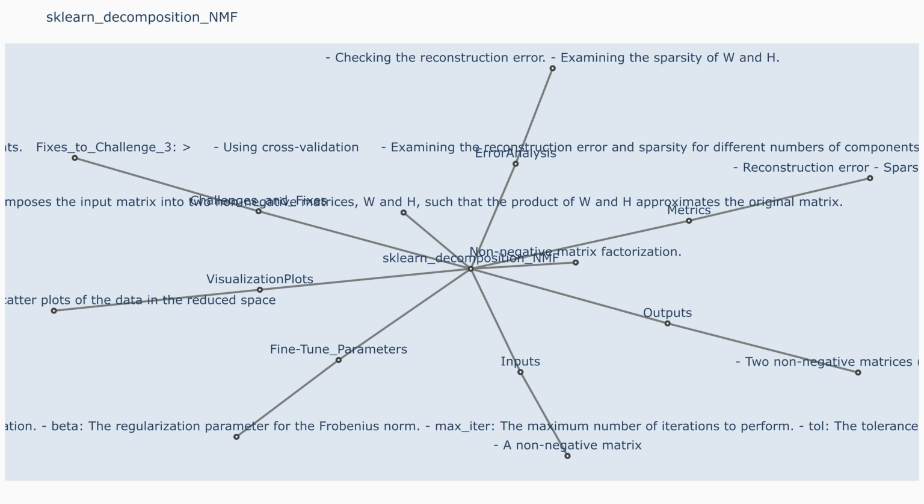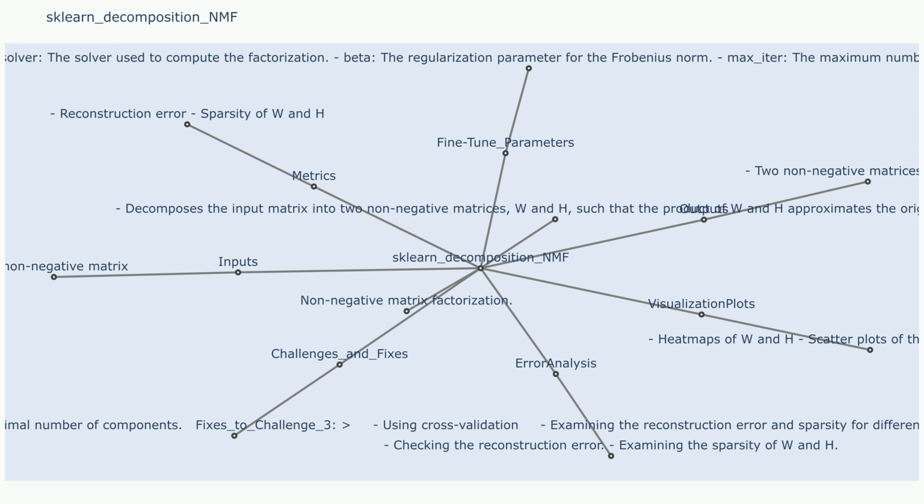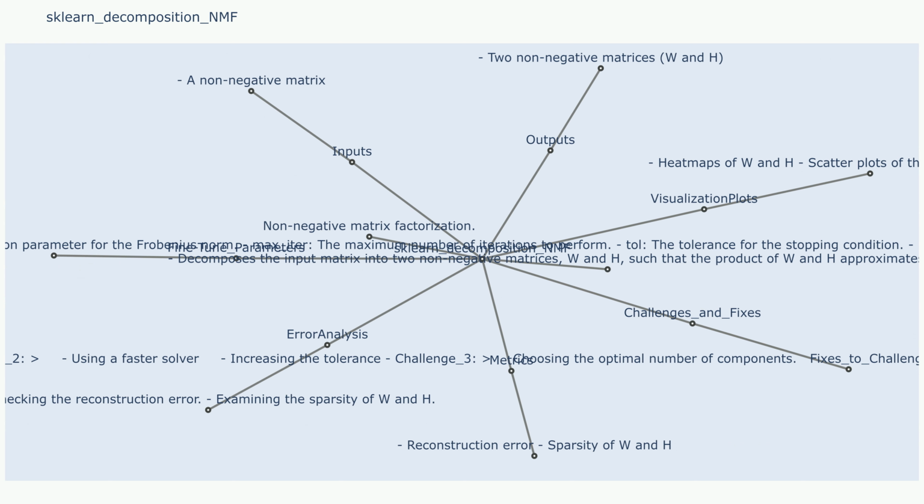sklearn.decomposition.NMF. Input X: a non-negative data matrix, where each row represents a sample and each column represents a feature. For example, in a document-term matrix, each row would represent a document and each column would represent a word. n_components: the number of components to extract.